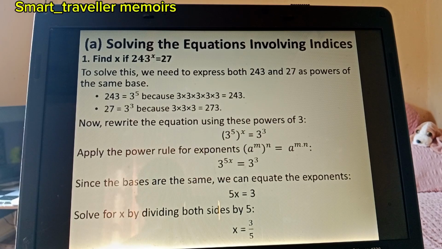Since the bases are the same, we can equate the exponents. 5x equals 3. Solve for x by dividing both sides by 5. You get x is equal to 3 over 5. Remember, if I use the word exponent, I'm also meaning indices, equating the indices.